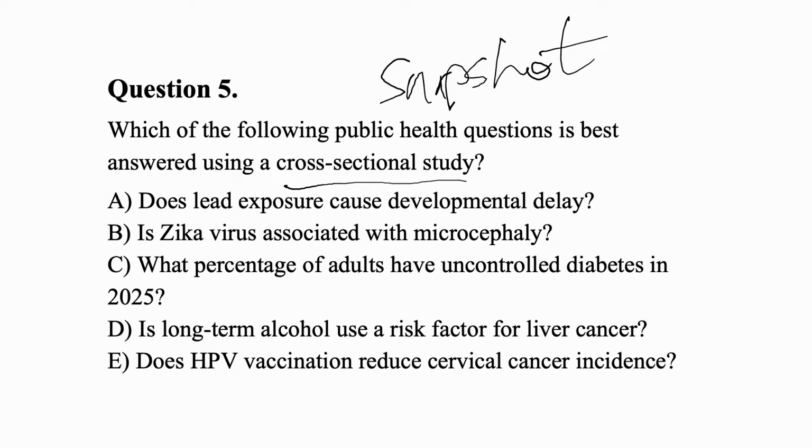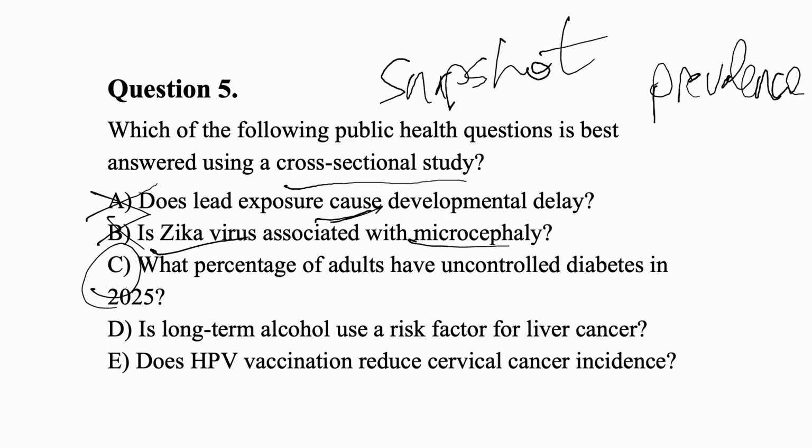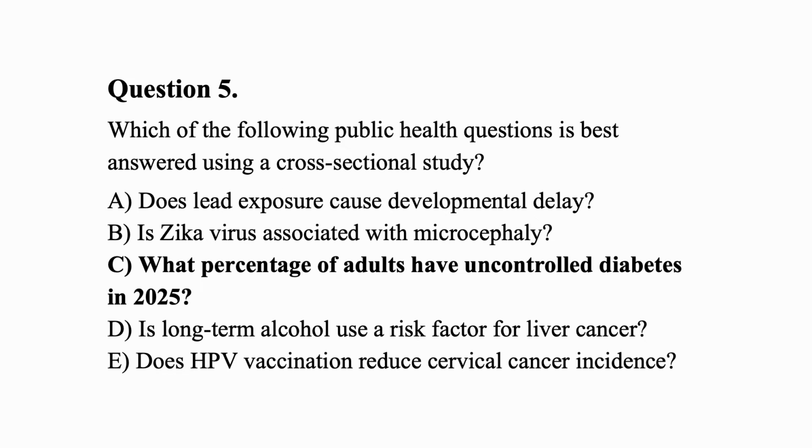And so A, does lead exposure cause developmental delay? You can't answer anything temporal or causal. B, is Zika virus associated with microcephaly? Again, this would be a causal association with Zika, and then whether or not it causes microcephaly after exposure. But C would be correct. What percentage of adults have uncontrolled diabetes in 2025? Because cross-sectional studies are good for prevalence. So it's a good study if you want to assess the prevalence of something.